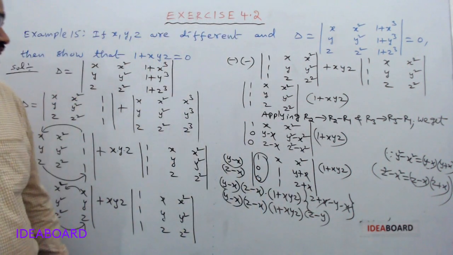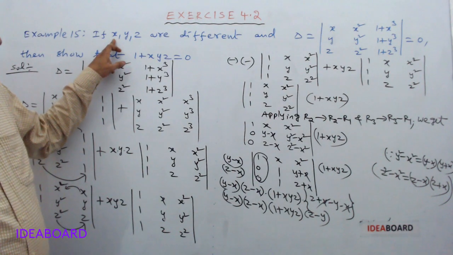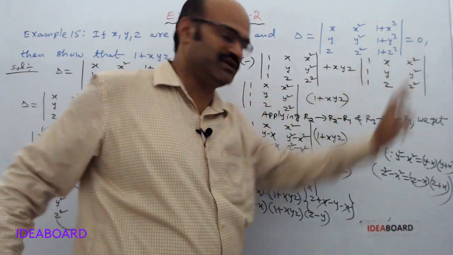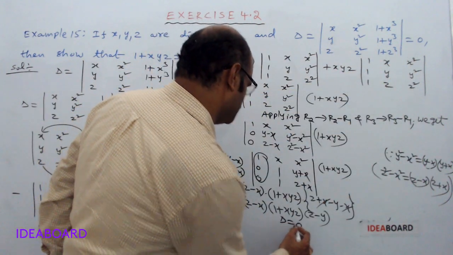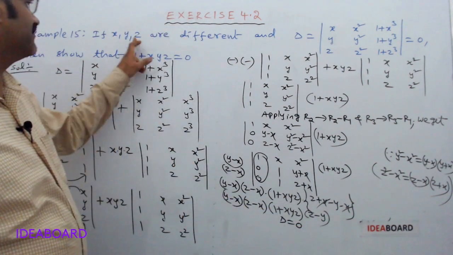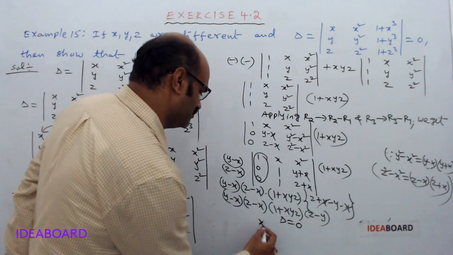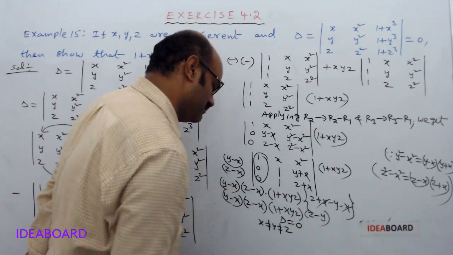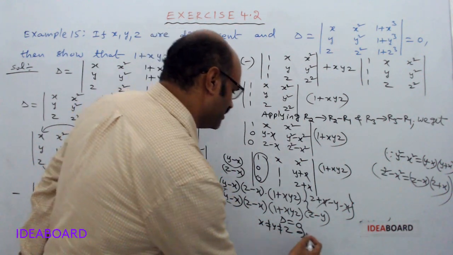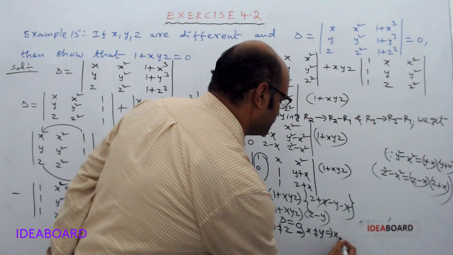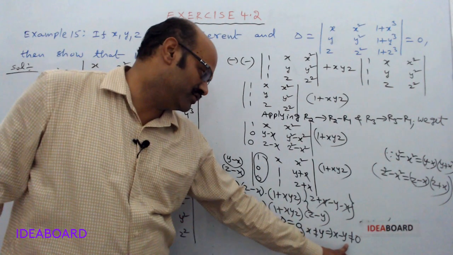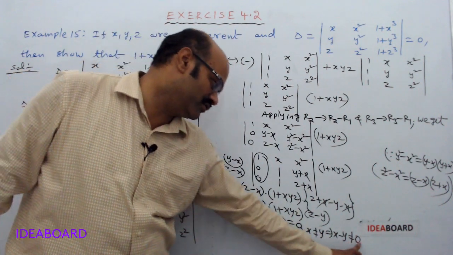Now here it is given that delta equal to 0 in the problem. So this whole thing equal to 0. But it is given that x, y, z are different. x not equal to y not equal to z. It implies we say that x not equal to y means x minus y not equal to 0. Similarly, y minus z not equal to 0. Similarly, x minus z not equal to 0.